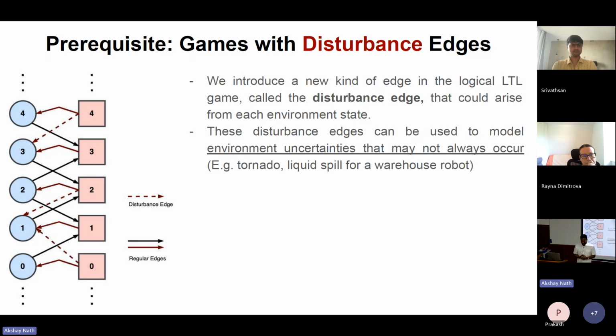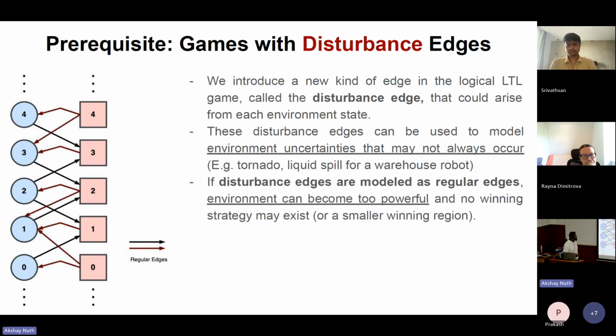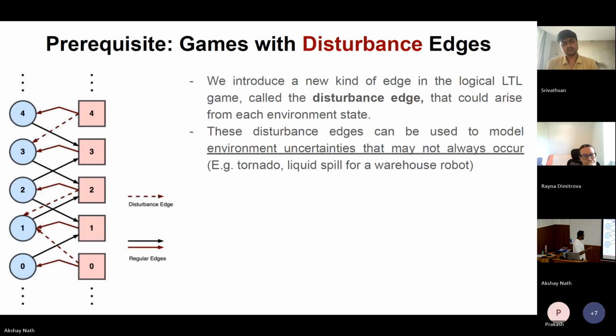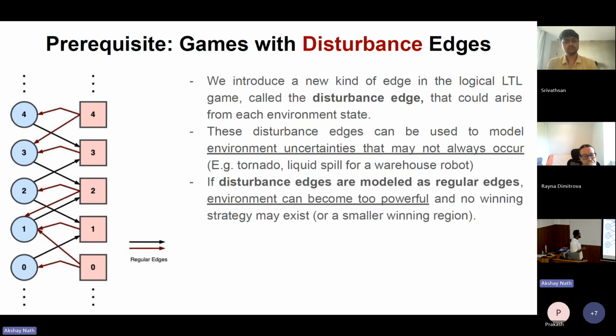So what it means is, it's not always the case that you're going to have a liquid spill or a tornado, right? So it doesn't make sense to model such a strong antagonistic environment always. So the key idea is that if these disturbance edges are modeled as regular edges, right? Let's say one question you may ask is, of course, you have these disturbance edges here. Let's take each of the disturbance edges and make them solid. In this case, the environment can become too powerful, and either you may never have a winning strategy, or the winning region may be empty, or you could just have a very small winning region and say you can only win from these sets.